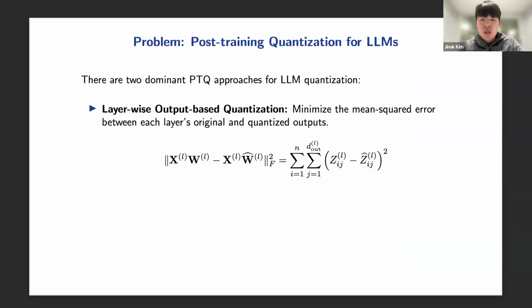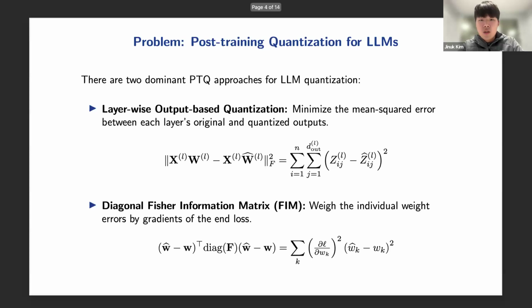Two families dominate today's post-training quantization methods for LLMs: layer-wise output-based methods that minimize hidden state MSE, and diagonal Fisher-based methods that weight error by the gradient of the end loss.